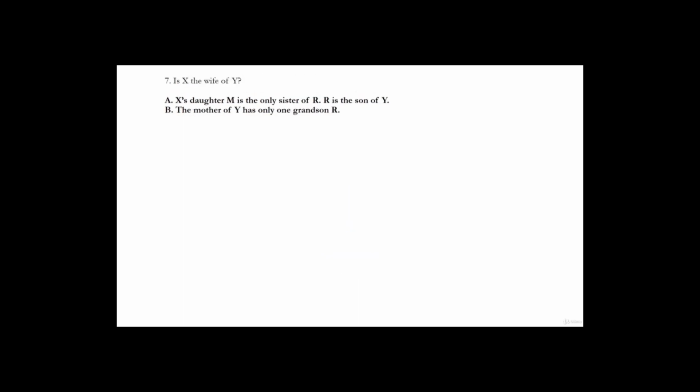Is X the wife of Y? X's daughter M is the only sister of R. R is the son of Y. So X's daughter M is the only sister of R, and R is the son of Y. Now, some of the students might consider this is providing the answer, but statement A alone cannot provide the answer because we do not know the gender of both X and Y in this particular statement.